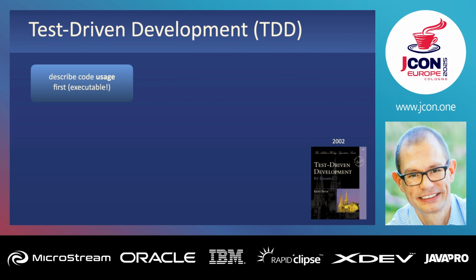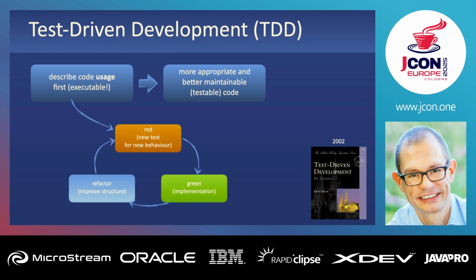And the theory, the hypothesis, is that more appropriate code is written, more appropriate to the business, to the solution, and it's better maintainable and better testable code. That's a theory. And the model behind this, you probably all know, is called red-green-refactor. We write a new test for a new behavior. This test will be red first. Then we implement the main code until the test is green. And then we do some refactoring to improve the structure of the code to be able to implement the next change.